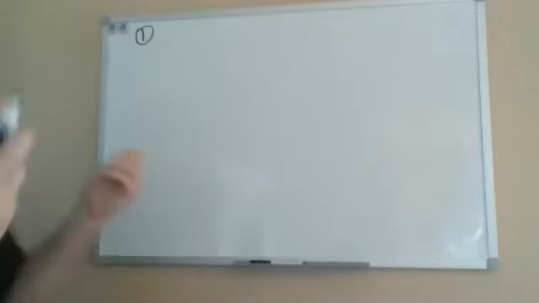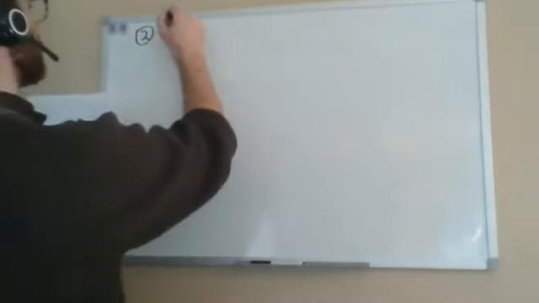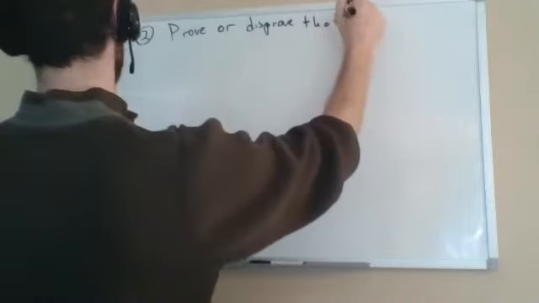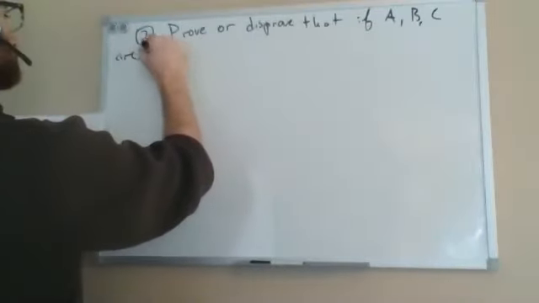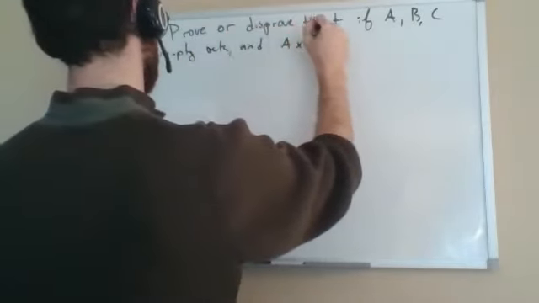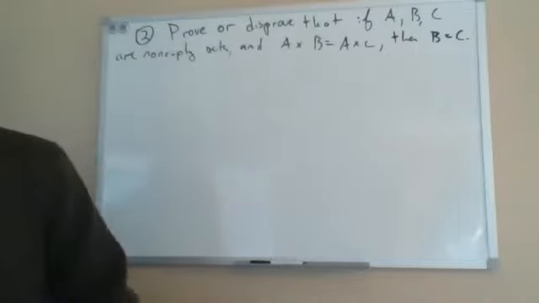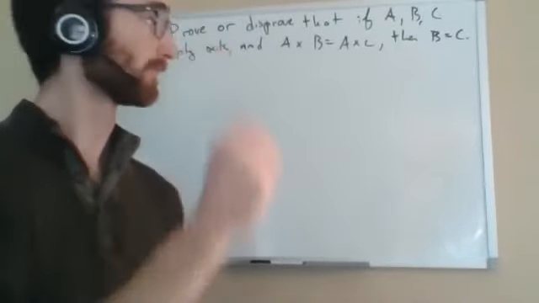Okay, so the next problem, 2. Let's talk about this one. So this is the following. Prove or disprove that if A, B and C are non-empty, and A cross B is equal to A cross C, then B equals C.